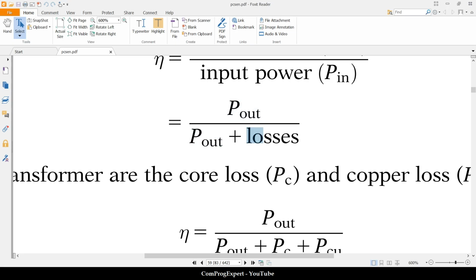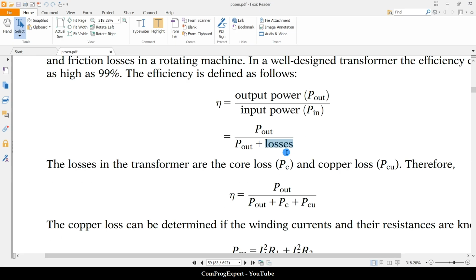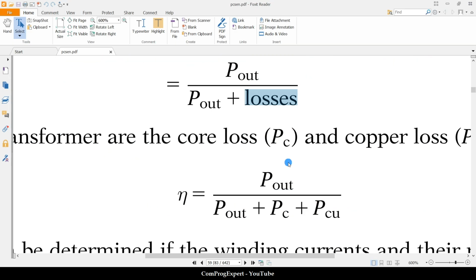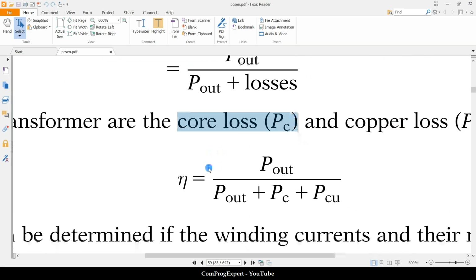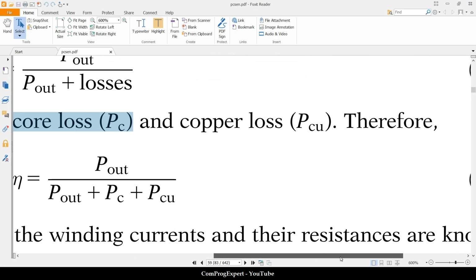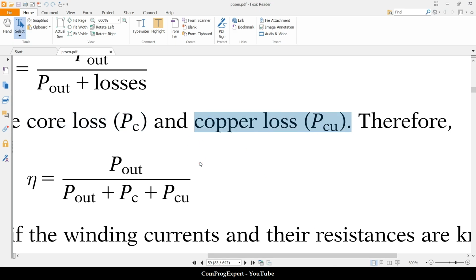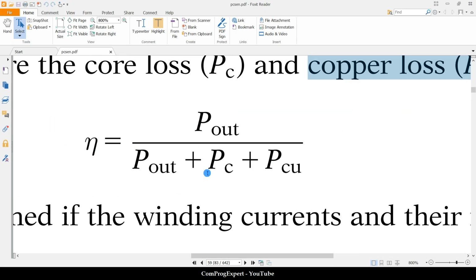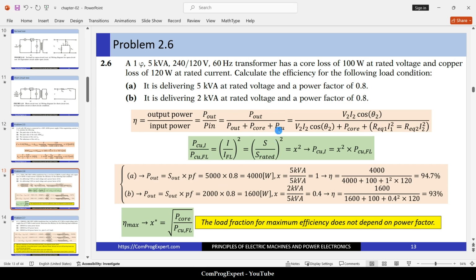So here is the definition, and we can write the efficiency is equal to the output power divided by the output power plus losses. We have core loss, PC, and we have copper loss. So finally, we can write this equation: the output power divided by the output power plus core loss plus copper loss. You can replace the corresponding values. For the P out, we have this.